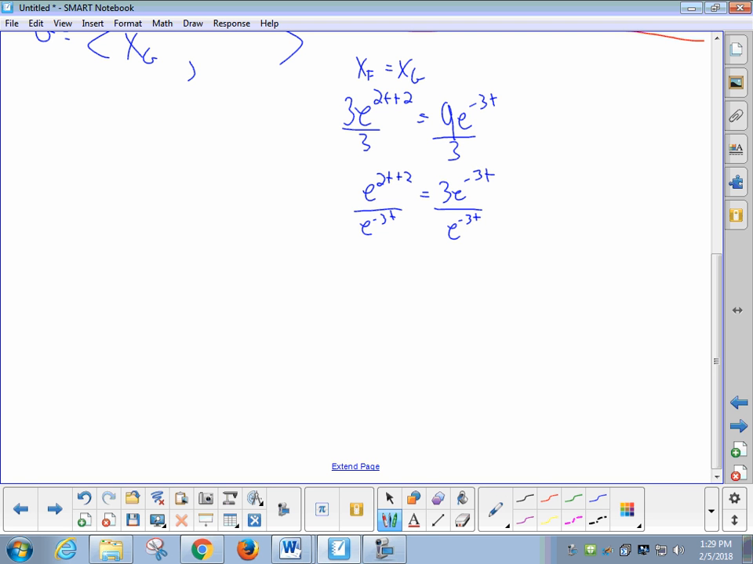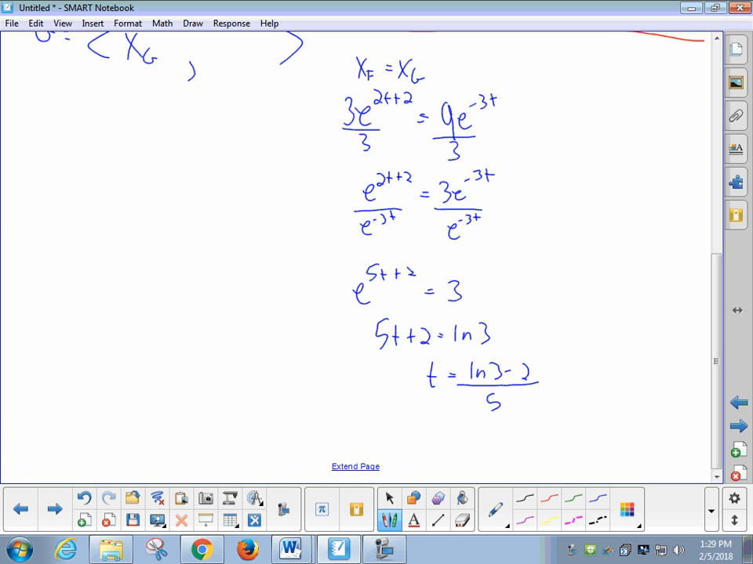Subtract. What's 2t minus negative 3t? So, no, minus negative. So 5t plus 2, yeah? And natural log, boom. 5t plus 2 equals natural log of 3, then you're home free. T is natural log of 3 minus 2 over 5.